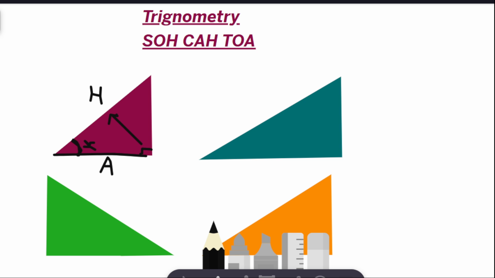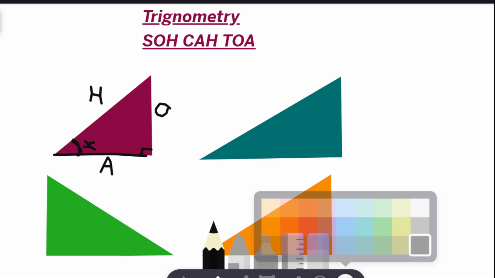And the side that is opposite to X is called opposite. So we need to know these: opposite, adjacent, and hypotenuse. It's very important to do SOH CAH TOA. Now, let's do some questions.